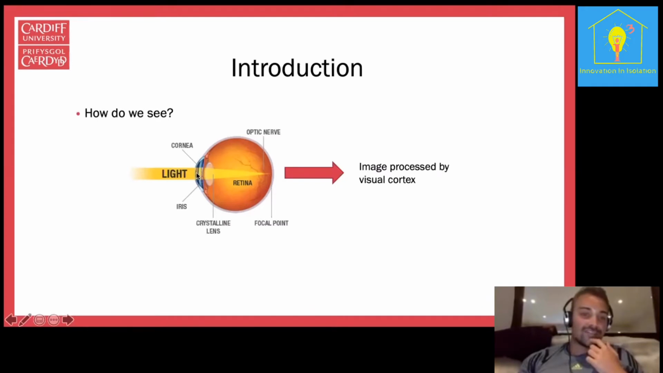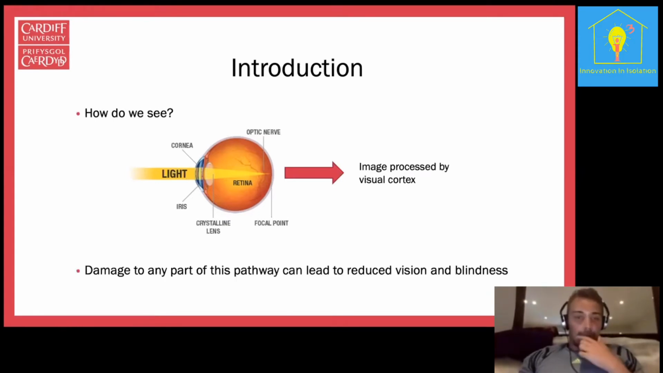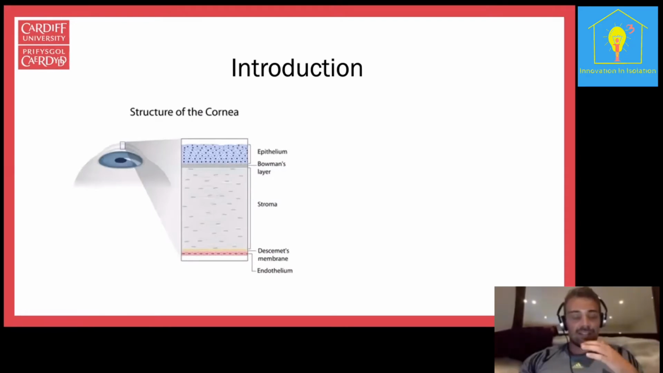So if you have any injuries or anything goes wrong in any part of this pathway, you will have visual issues. But I'm going to be focusing mainly on the cornea, which is this very clear curved structure at the front of the eye. Most people focus on the retina because it's a bit more exciting, a bit more sexy, but we focus on the cornea because it's equally as important for clear vision. This is this structure here at the front of the eye. The cornea, as I said, is clear and curved, and it consists of 5 layers of different types of cells and structures. I'm particularly interested in this top layer.